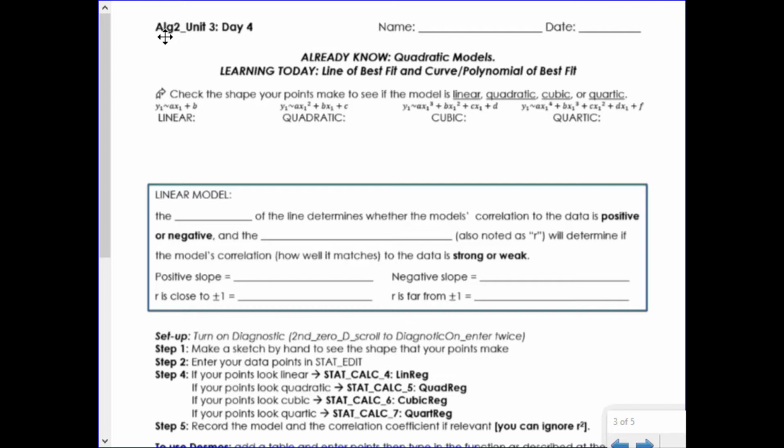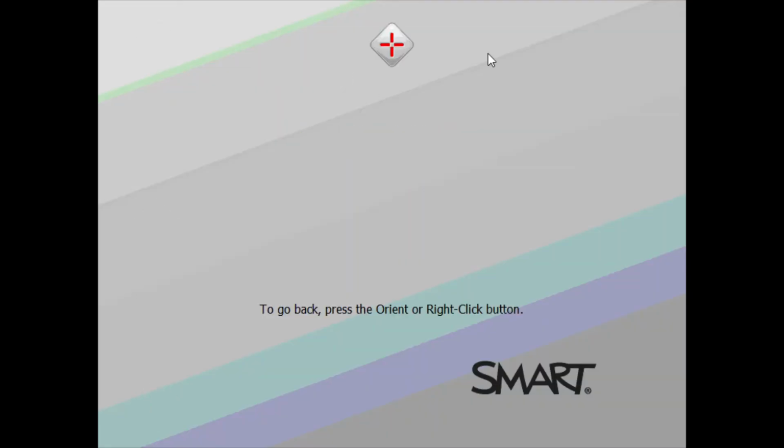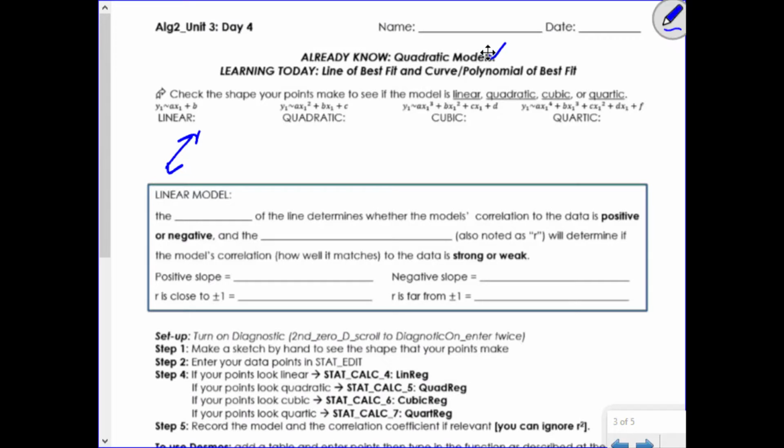Alright, so the types of shapes that we're going to be learning about today, we've already talked about the quadratic. We're going to be learning these 3 new ones, the linear, and then the quadratic, cubic, and quartic. So here I'm just going to draw what they would look like. Obviously linear is going to be a straight line. I'm going to draw 2 examples now. One that has a positive slope, one that has a negative slope.